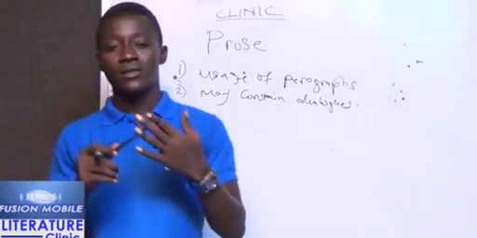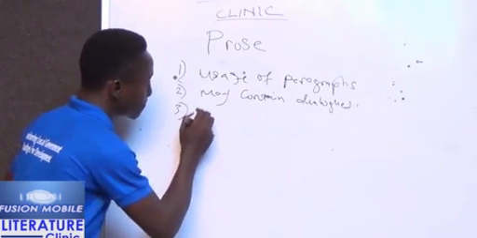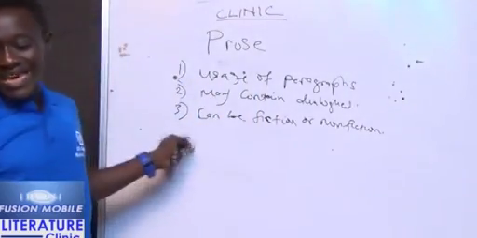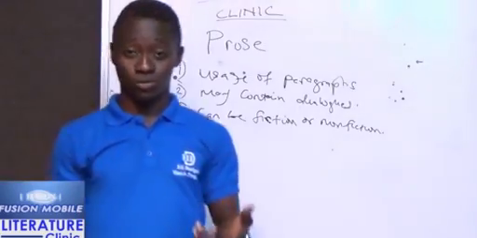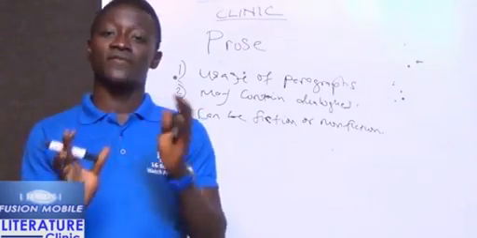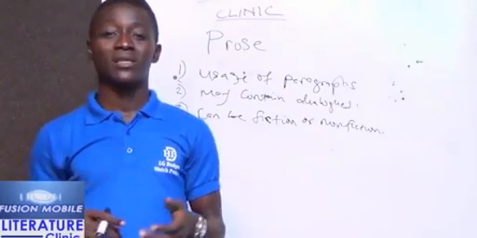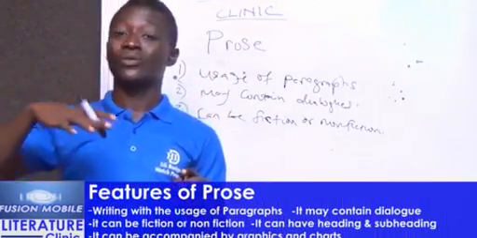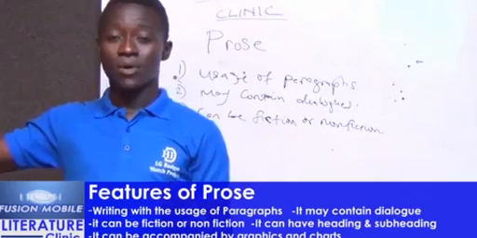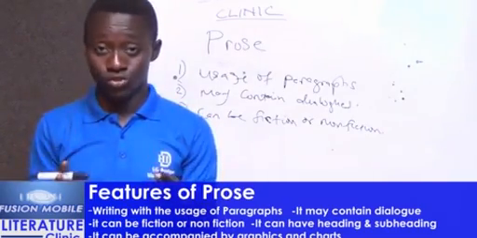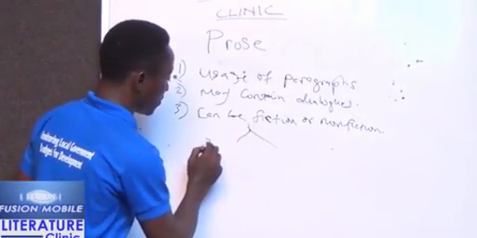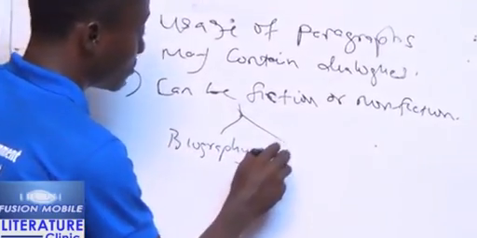Now, number 3, it can be fiction or non-fiction. Every article could be fiction or non-fiction. But in the case of prose, they are cut into 2, fiction and non-fiction. Now, under the fiction, a whole lot can come. You have the ballad, you have a whole lot. But the non-fiction is further divided into 2. You have the biography and autobiography.